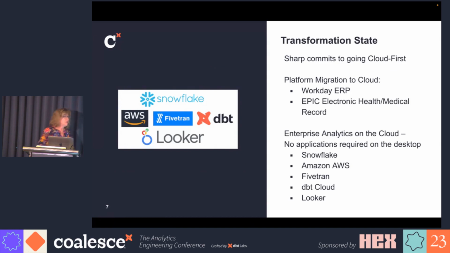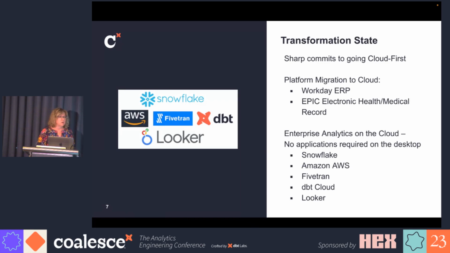So we're kind of in a transformation state right now at Sharp. There's a few things that caused this. One is Sharp decided a couple years ago to go cloud first, really trying to move all of our platforms to the cloud. And then we're also in the middle, and have completed some, major platform migrations to the cloud.